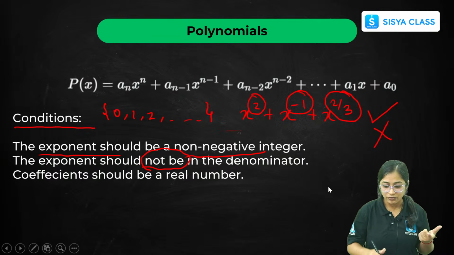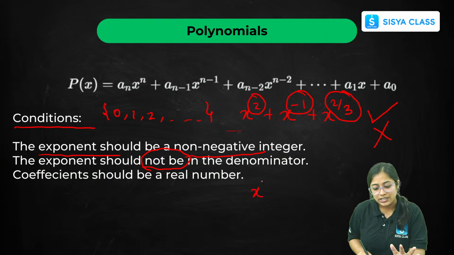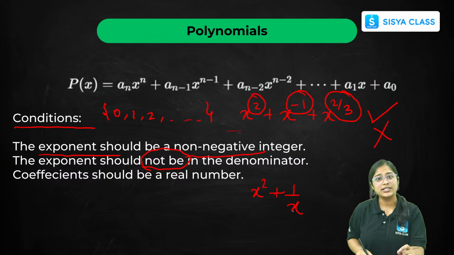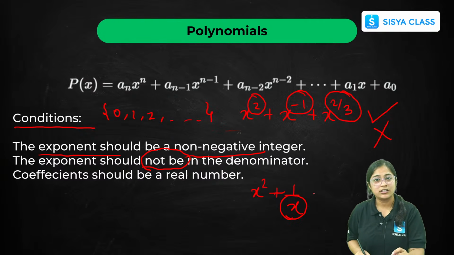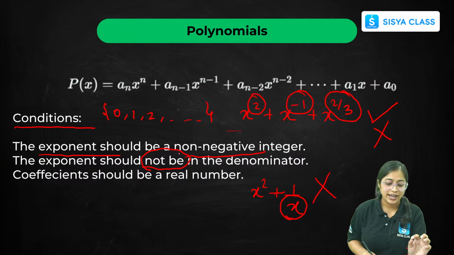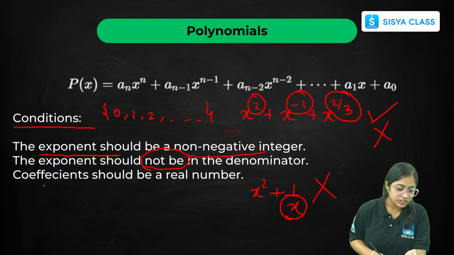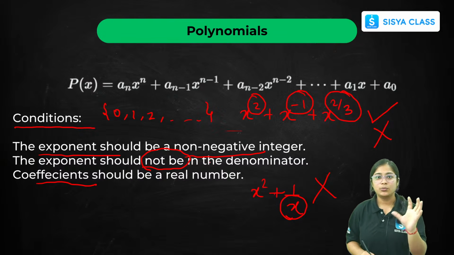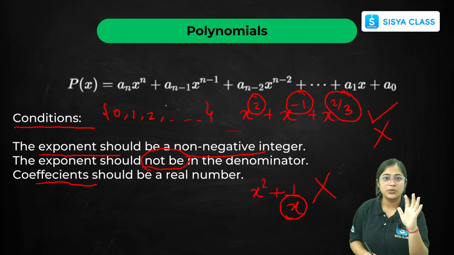For example, if I give you this algebraic expression, x square plus 1 upon x, right? In this algebraic expression, this x is in the denominator. So this is not a polynomial, because for a polynomial the variable should not be in the denominator. And what is the third condition? That your coefficient should be a real number. So whatever your coefficients are, an, an minus 1, they should always be real numbers.